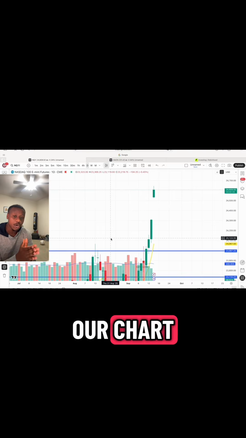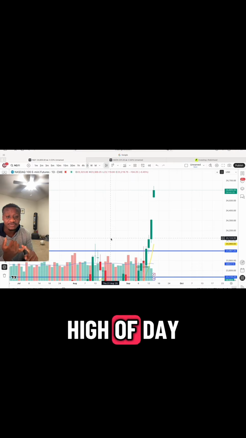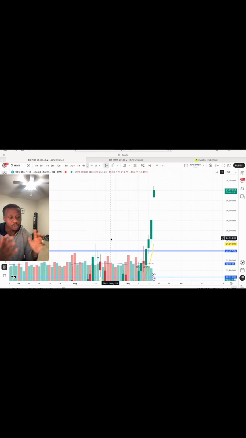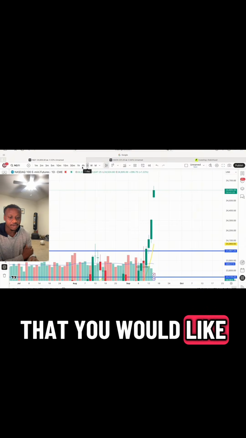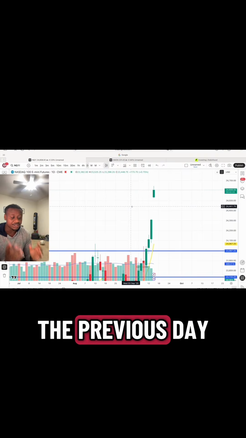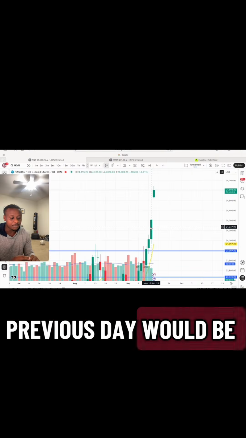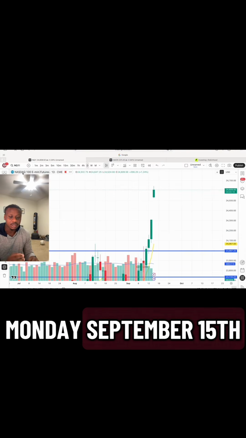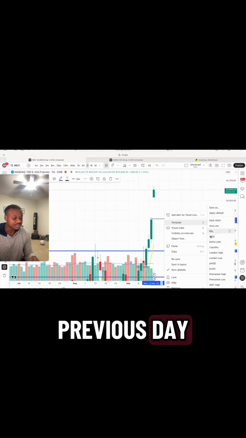When we go into our chart, the first levels that you really want to be paying attention to are the previous high of day and the previous low of day. So all you have to do is just go to a day chart on any future that you would like. Right now we're doing NQ. And on the day chart, we just go to the previous day. Today is September 16th, so the previous day would be Monday, September 15th. So all you have to do is just mark the high and low of this previous day.